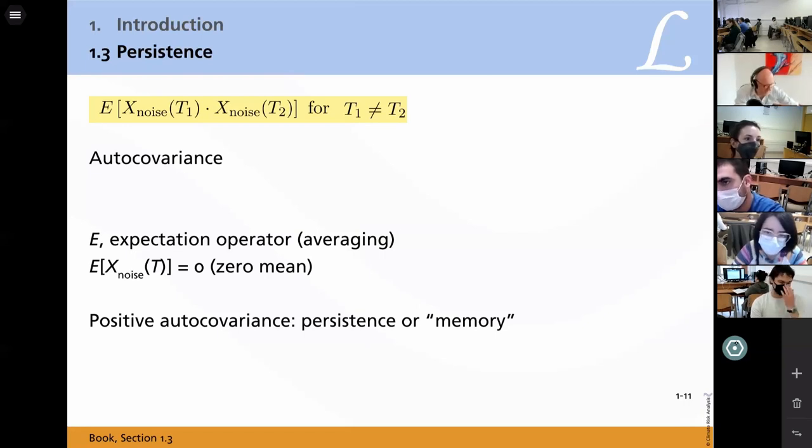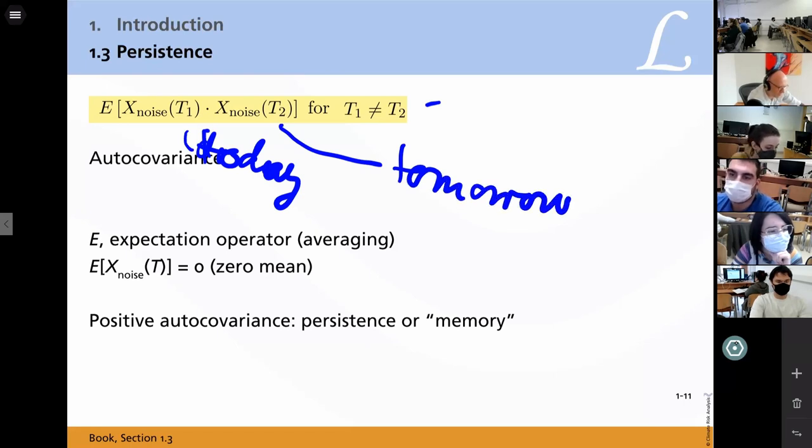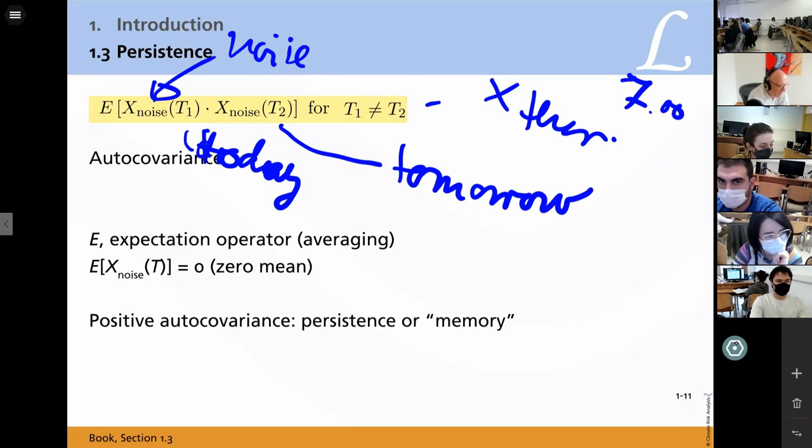we can quantify this. And this is a formula here which helps us. It is called autocovariance. So what is this? This is a product. This is today, okay? T1. Today, and T2 is tomorrow. And X, this is temperature. Let us take maybe 7 in the morning, okay? And now we take the product. Cold today, that means colder than on average. We speak about the noise component, noise. No trend, okay? No daily cycle and so on.